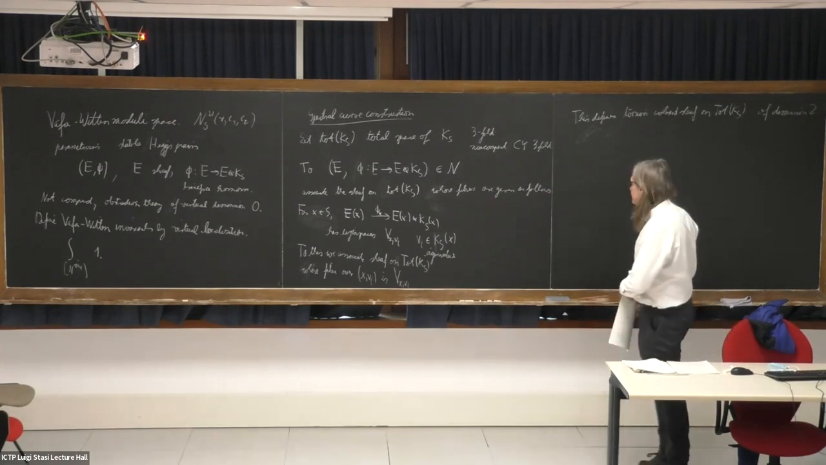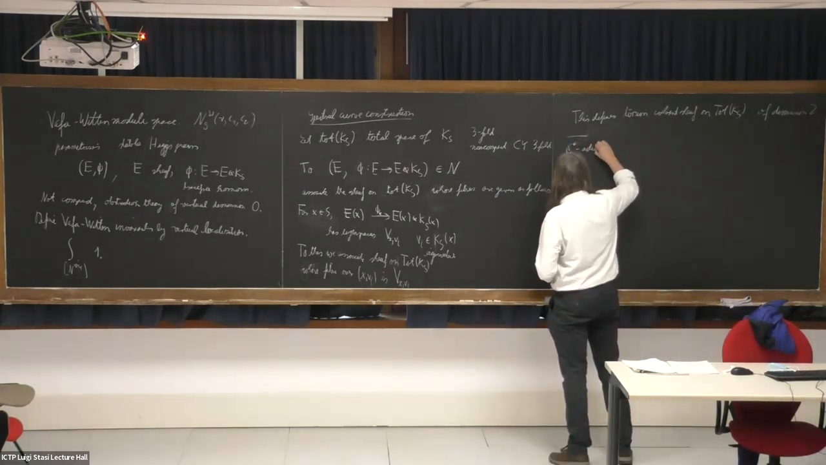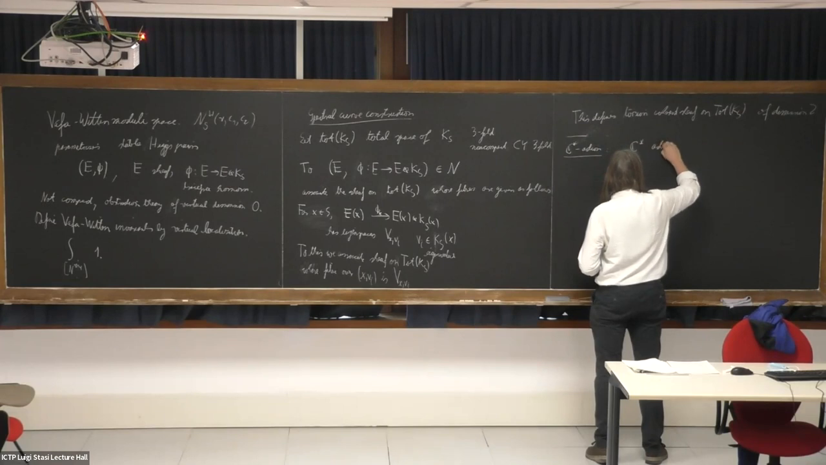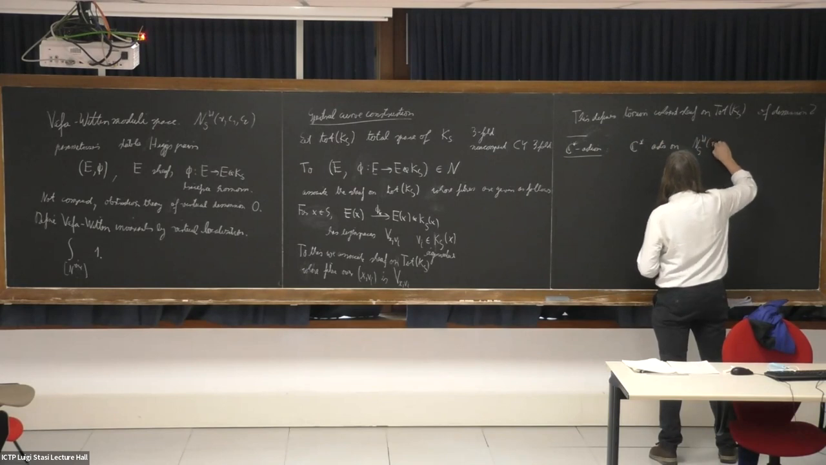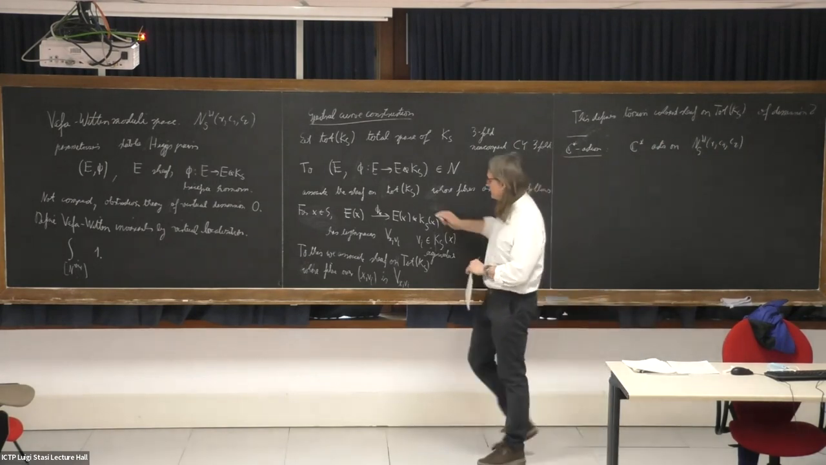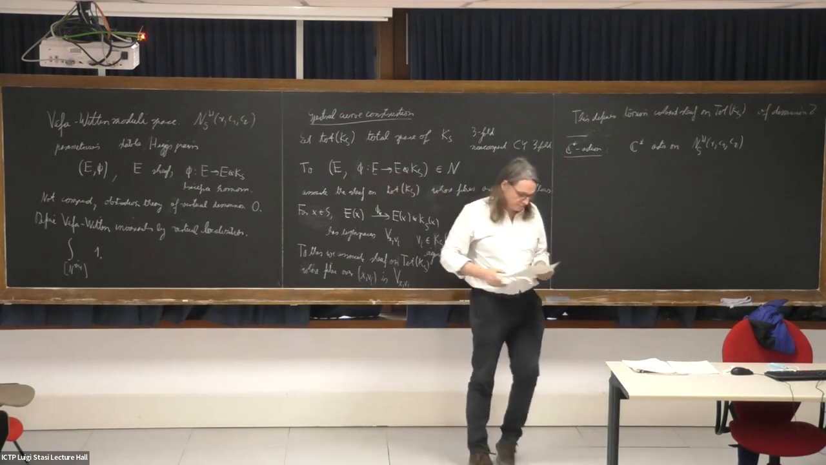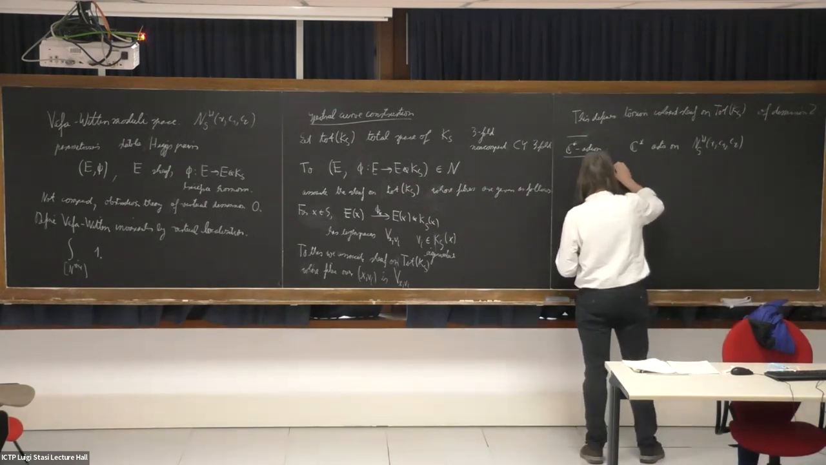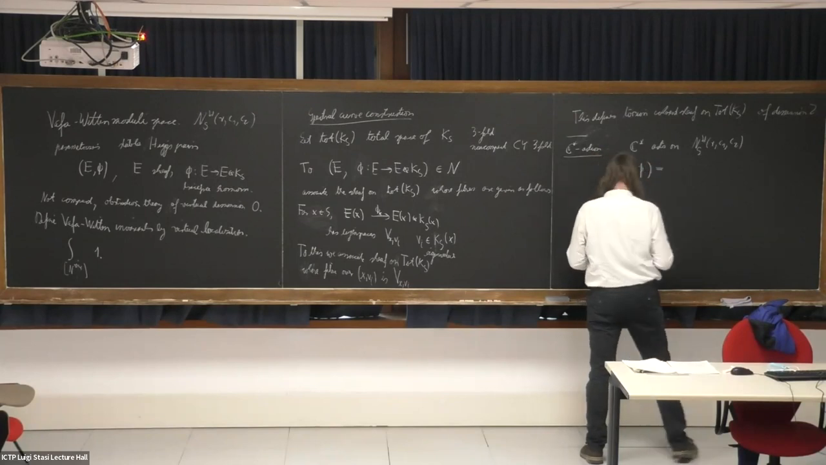Now we want to talk about this C star action. So C star acts on this, in the obvious way: you have an endomorphism phi, and C star scales this phi, by t times phi.